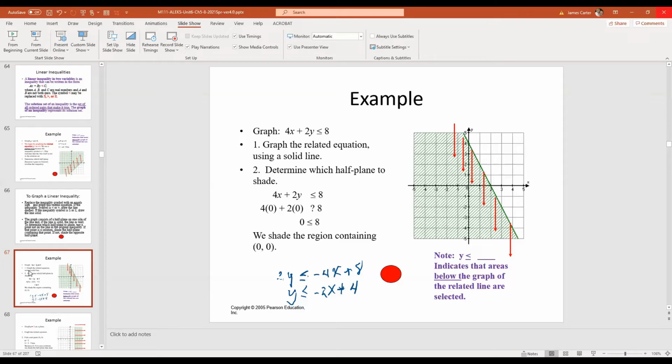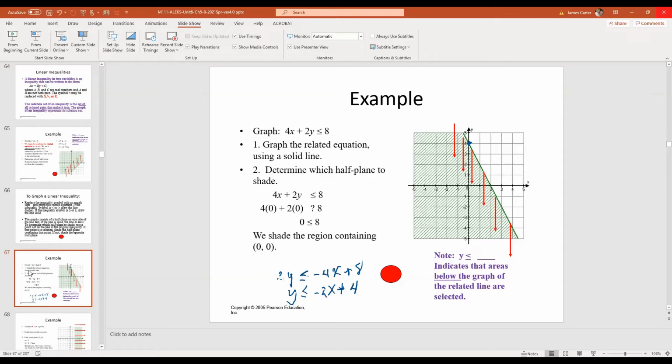So my y-intercept is +4 up here. And then I'm going to go down 2/1, down 2/1, down 2/1, down 2/1, down 2/1. Okay, negative slope, downward left to right. Because this is an or equal, I draw a solid line.